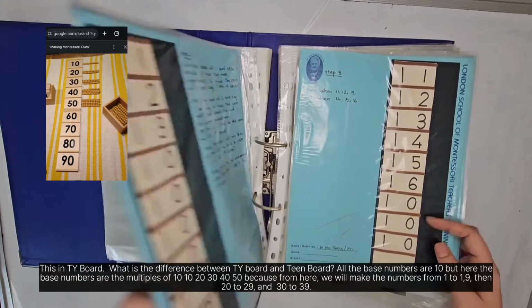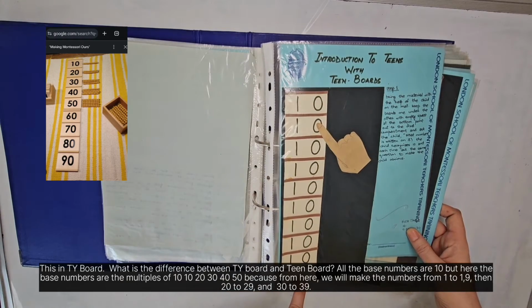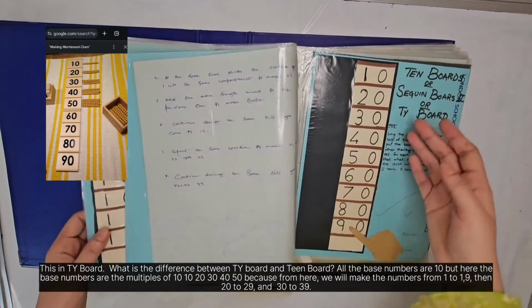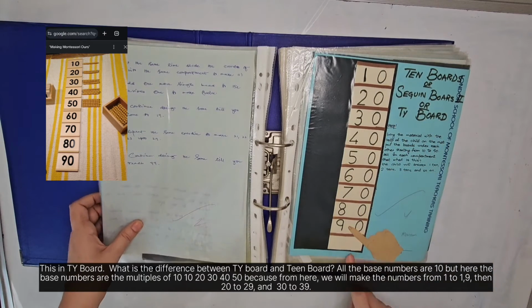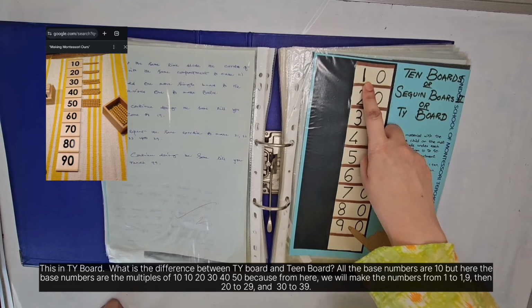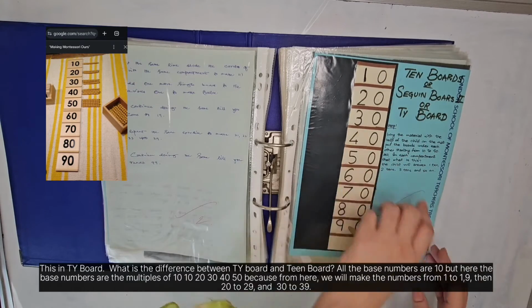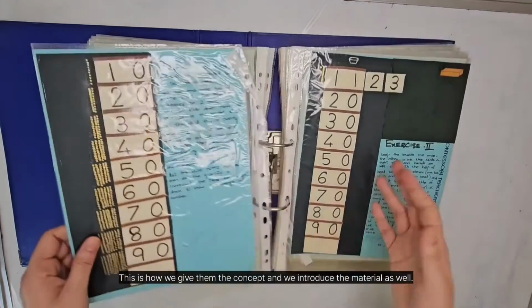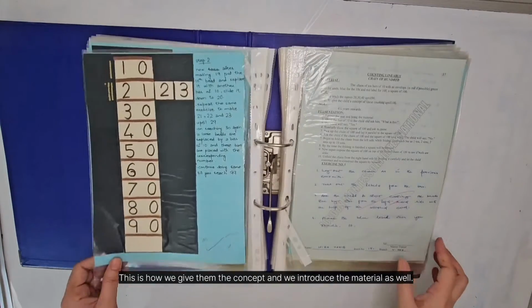टीन बोर्ड के अंदर, what is the difference in teen board and 10 board? All the base numbers are 10, but here the base numbers are the multiples of 10. 10, 20, 30, 40, 50. Because from here we will make the numbers from 1 to 19, then 20 to 29, 30 to 39. So this is how we give them the concept and we introduce the material as well.